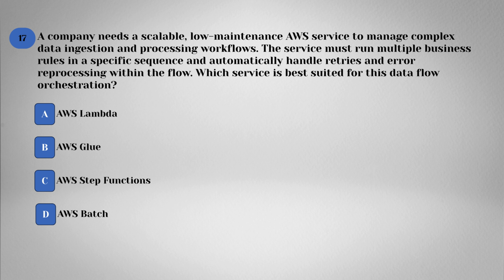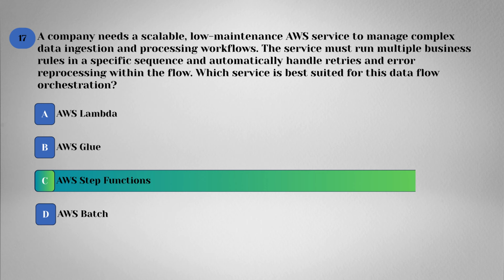A company needs a scalable, low-maintenance AWS service to manage complex data ingestion and processing workflows. The service must run multiple business rules in a specific sequence and automatically handle retries and error reprocessing within the flow. Which service is best suited for this data flow orchestration? Correct answer, AWS Step Functions.